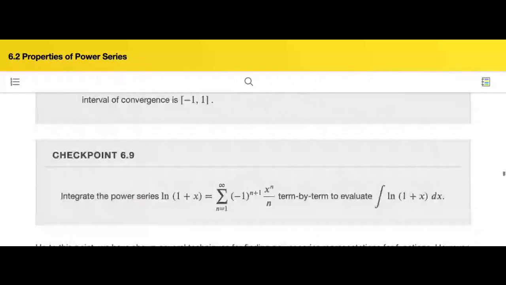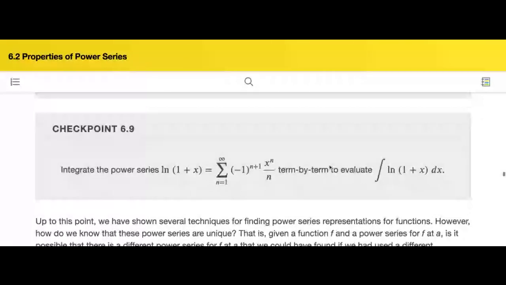All right, let's try this one. Checkpoint 6.9, integrate the power series ln of 1 plus x, which is given. So what do we do? We write out a couple of terms, term by term, to evaluate the integral of ln(1 plus x) dx. Let's all try this. Write maybe 3, 4 or 5 terms to see the pattern.